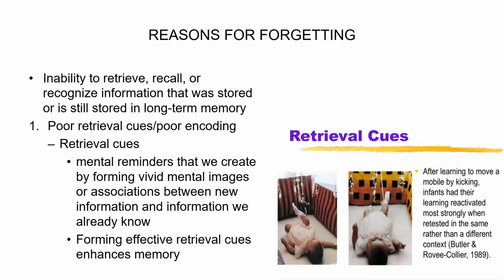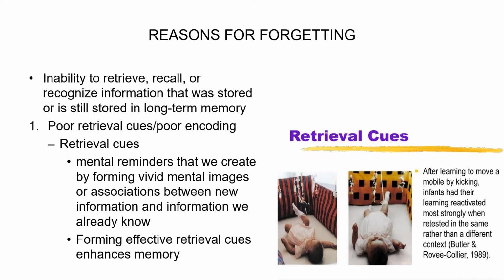The first is that poor retrieval cues or poor encoding can affect memory. Here we're talking about early in life, you have poor encoding, and because of that we can't recall information from that period of time. But when we look at retrieval cues, again, these are mental reminders, types of things that help us associate between new information and information we already know. I talked about that a little bit on the previous slide when I was talking about people in high school being shown pictures. That would be a retrieval cue.